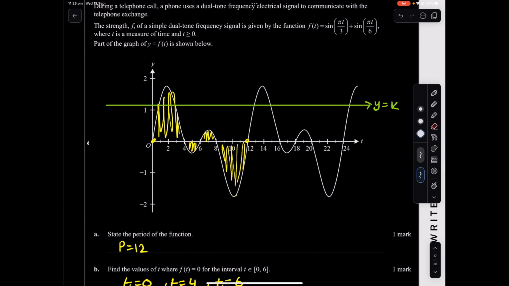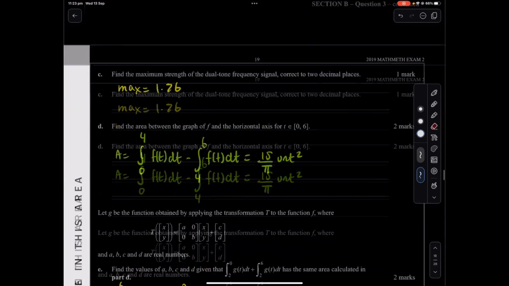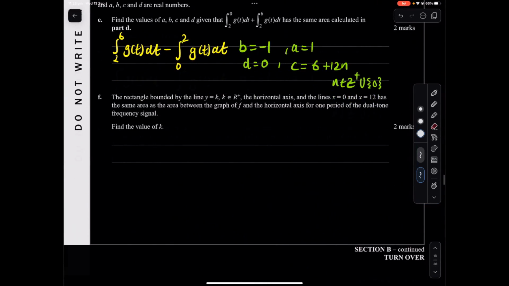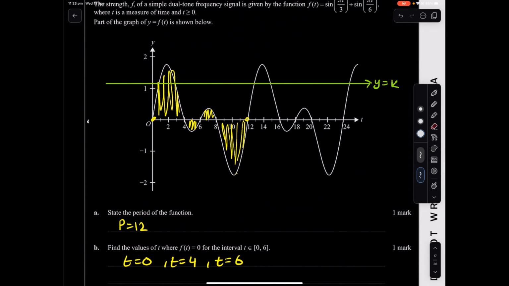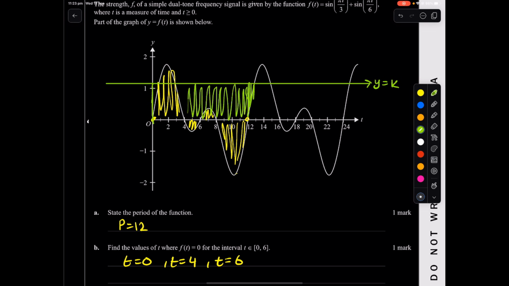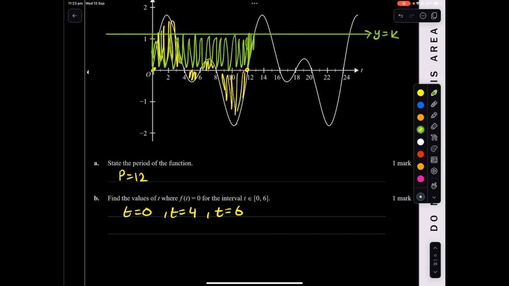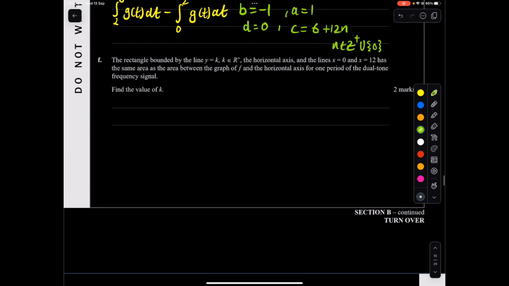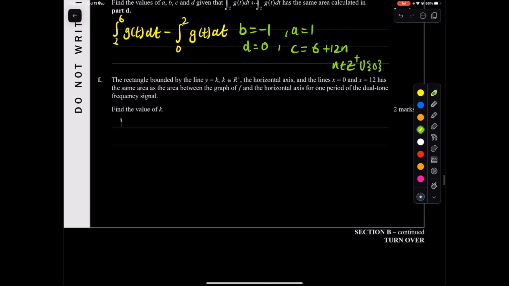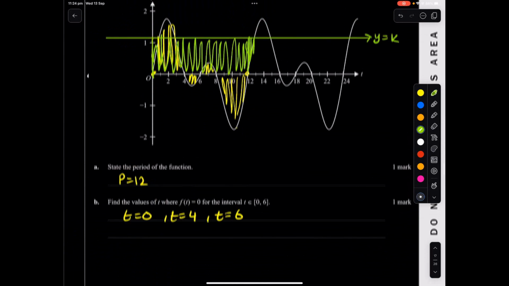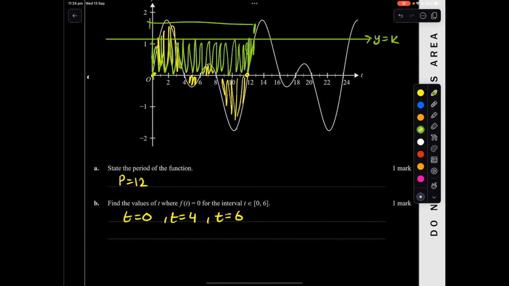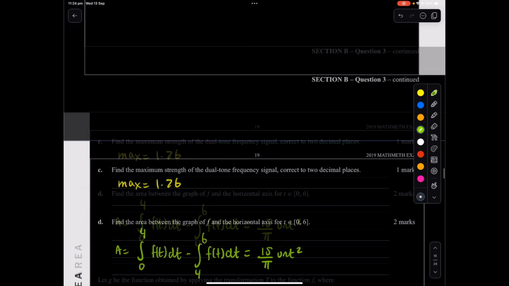The area of this, from the line 0 to 12. So this rectangle has the same area as the area of that. So that's not too bad. What's the area of the rectangle? It's very easy. It's just 12k, because the length here is 12, and the height is k.